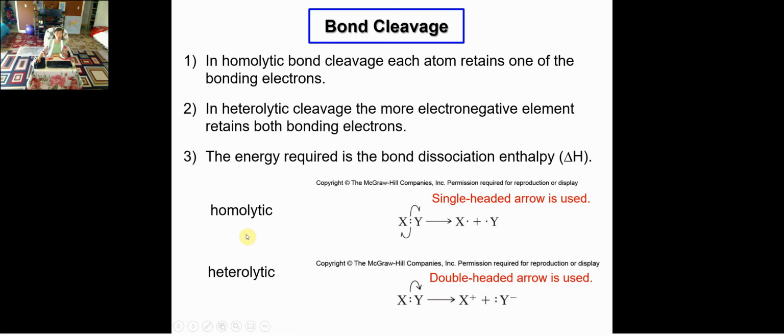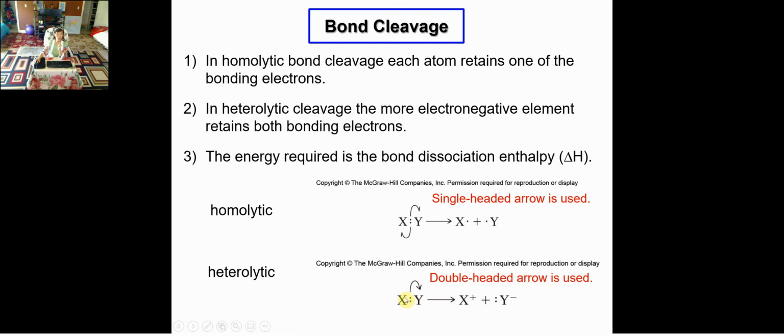How do we denote homolytic bond cleavage? Usually you use a single-headed, hooked arrow to represent the electron movement. If you have X-Y, you share two electrons between X and Y. One electron is retained by X and the other electron is retained by Y, so you form an X radical and a Y radical. In heterolytic bond cleavage, imagine Y is more electronegative, with higher electronegativity, and X has a lower electronegativity.